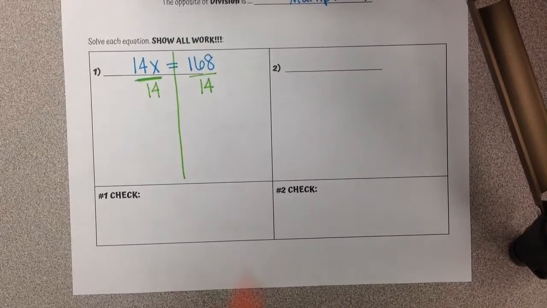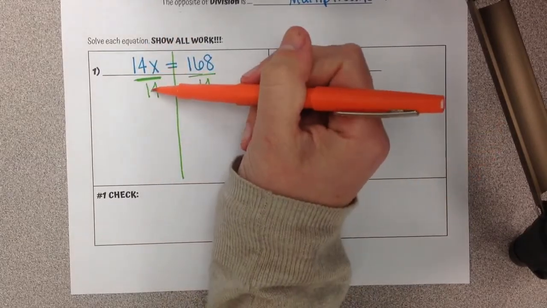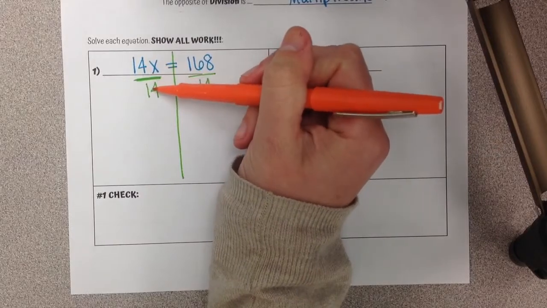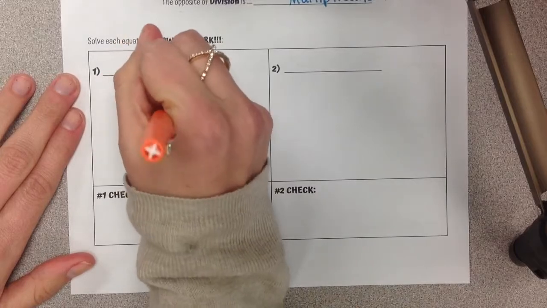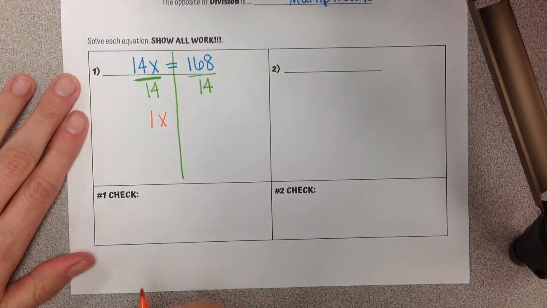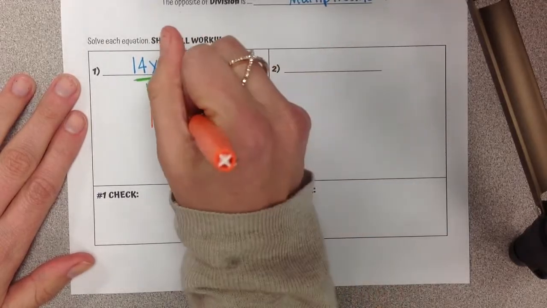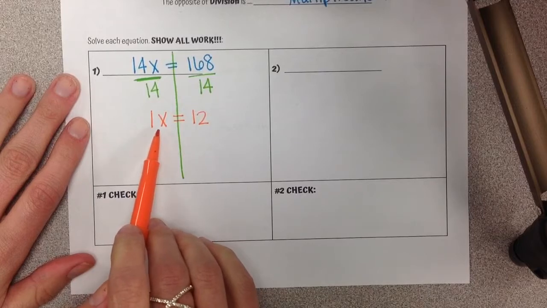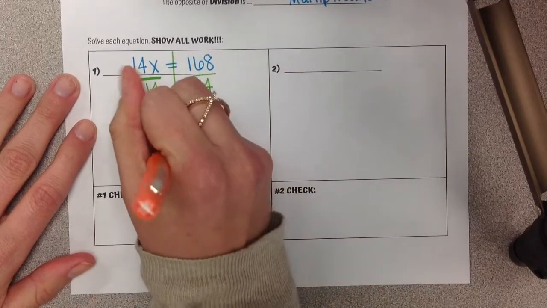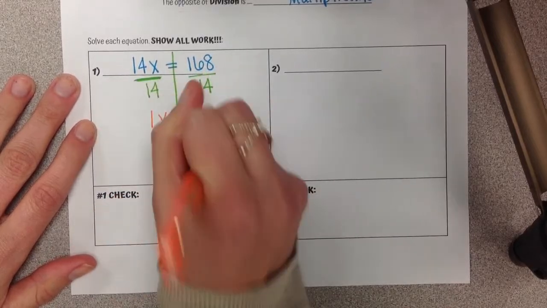Well, now we need to rewrite what's left over in our problem. So if we have 14 divided by 14, well, any number divided by itself is 1. So you could write 1x, because 14 divided by 14 is 1, equals 168 divided by 14 is 12. Or, using the identity property, anything times 1 is just itself. So you really could just write this as x equals 12.